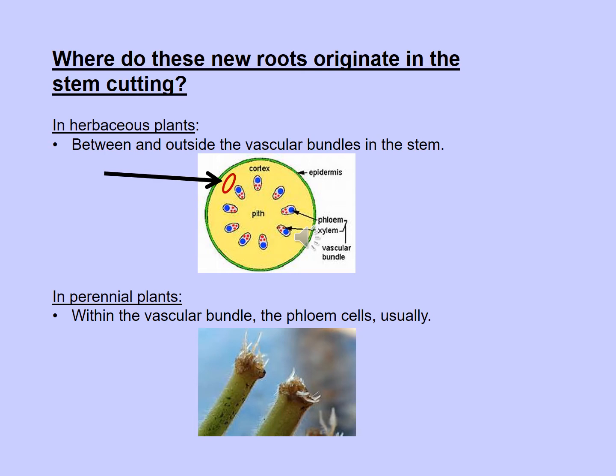Perennial plants that do get woody and brown, those adventitious roots form within the vascular bundle where the phloem and the xylem are, particularly the phloem cells usually, and push out towards the outer edge of that stem and then grow out to become true roots.